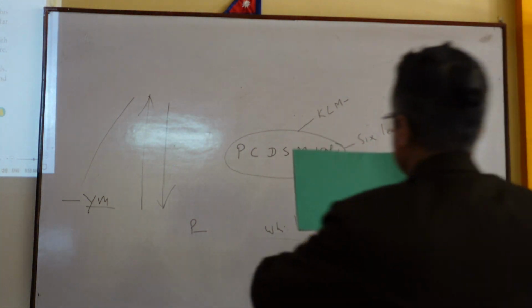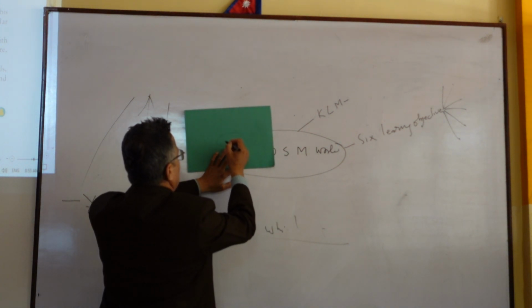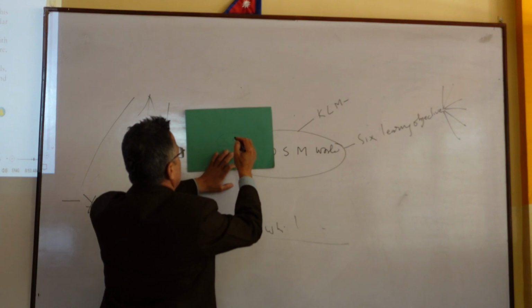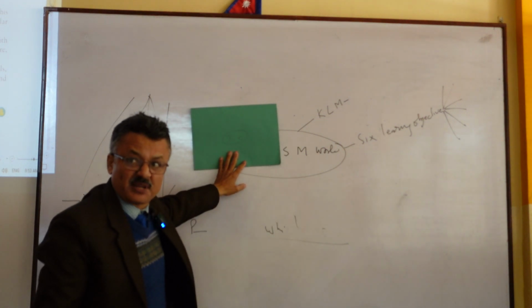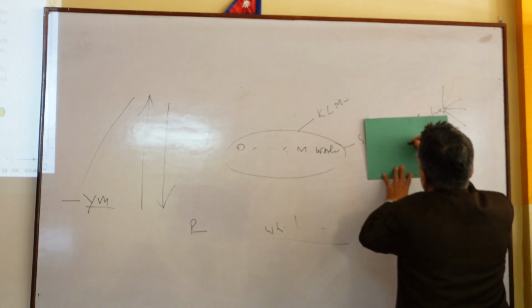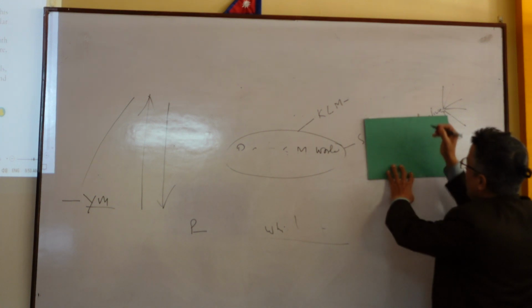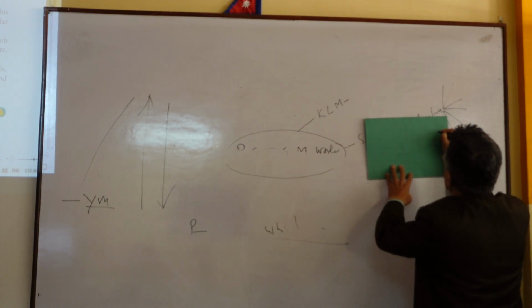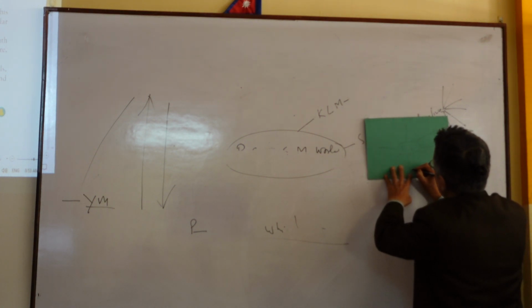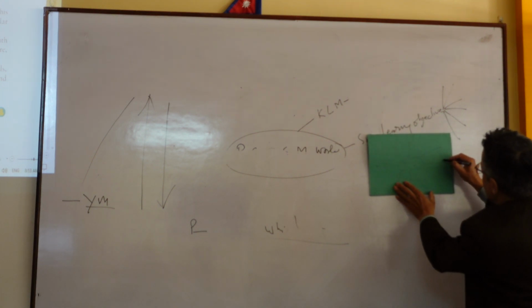I'll go like this. If this is my page, so circle. I write the title of the chapter. There are 6 learning objectives, right? So I make 6 objectives: 1, 2, 3, 4, 5, 6. L1, L2, L3, L4, L5, L6. Now I draw arrows.